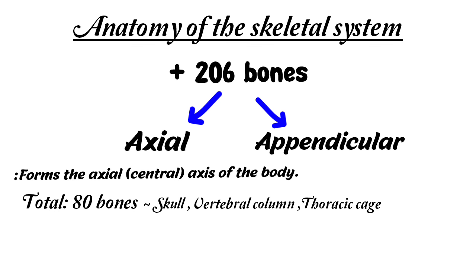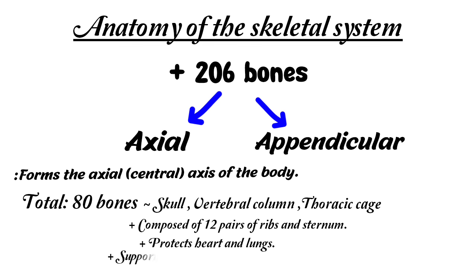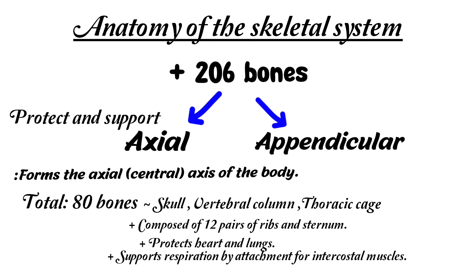Then next is the thoracic cage. It consists of the ribs, which are 12 pairs, and the sternum. It protects the heart and the lungs and provides attachments for respiratory muscles. So the axial skeleton's job is mainly to protect and to support.